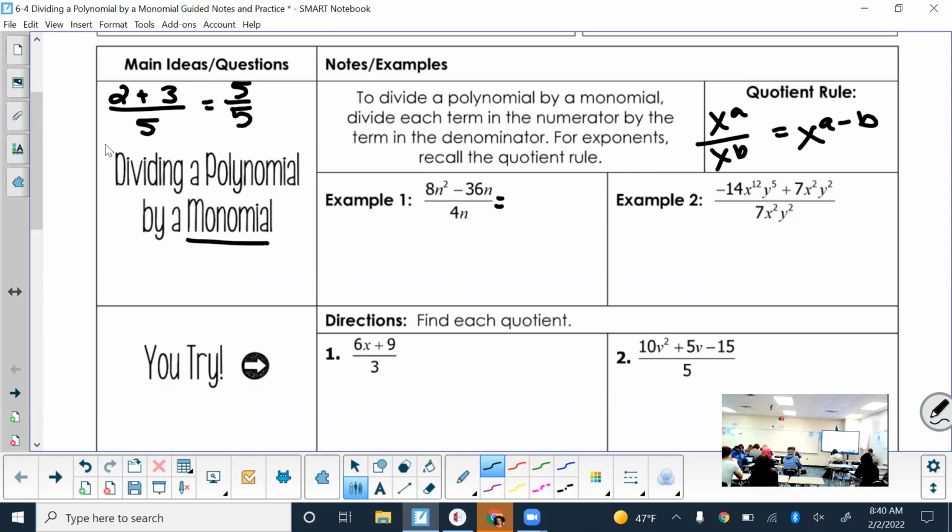So this written like that would be the same as if I split it up. If it was 2/5 plus 3/5. Because they have the same denominator. What's 2 plus 3? And then according to the rules, the denominator stays the same. So I get the same thing, whether it's written like this or like this. So the same logic applies for these. I can break this up into smaller fractions. So each term can be written over what the denominator is. So like 8n squared over 4n. And then the next term is negative 36n over 4n.